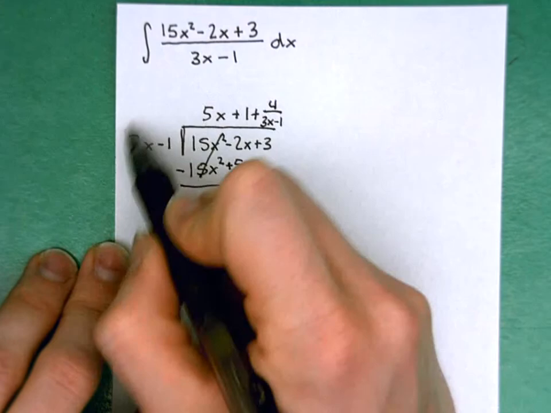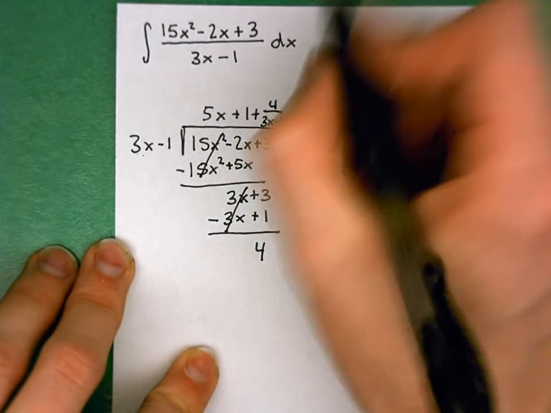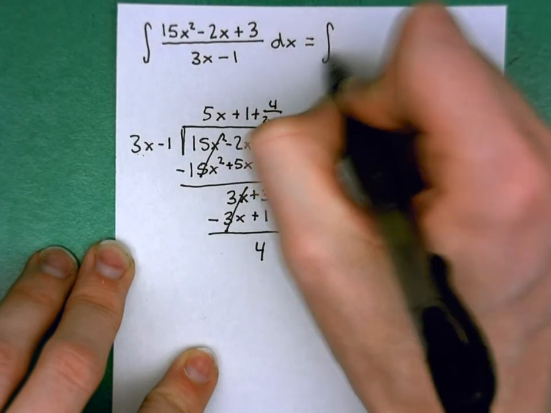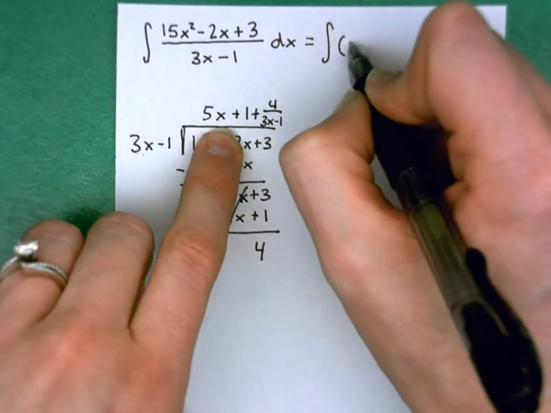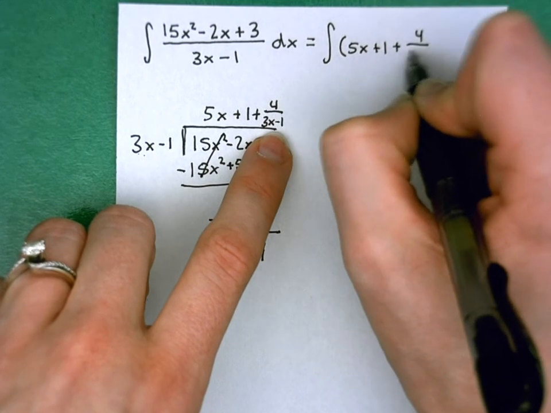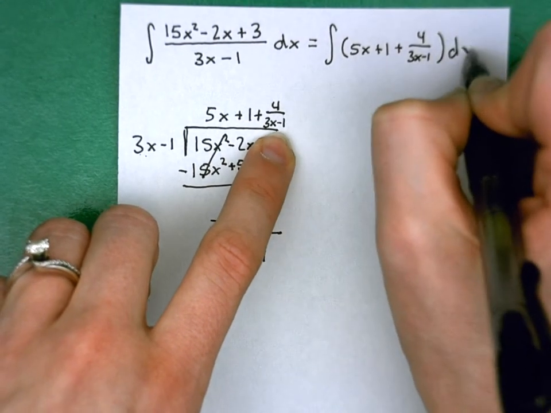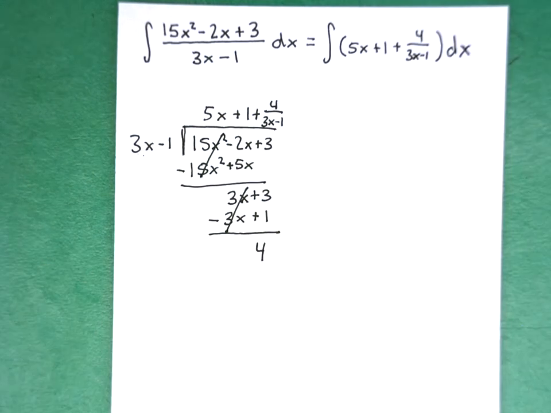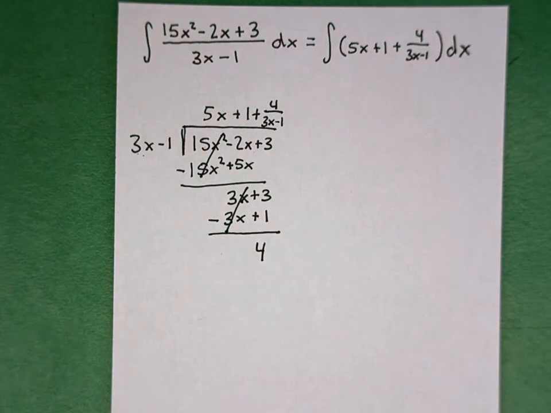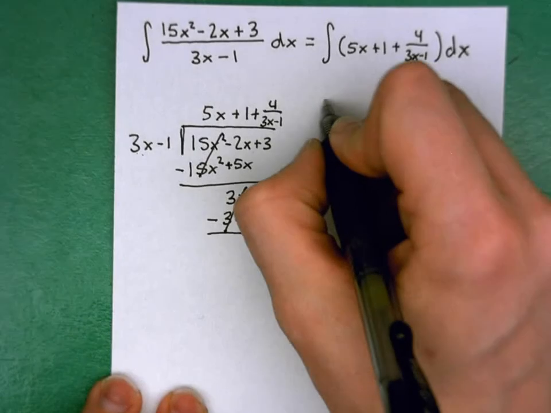Long division doesn't take the integral. Long division just rewrites the problem. And so now we have the integral of 5x plus 1 plus 4 over 3x minus 1 dx. And so we're back to that first question. Can I rewrite this as a power rule? Can I use power rule? Singular variable to an exponent. And for these first two terms, I can.